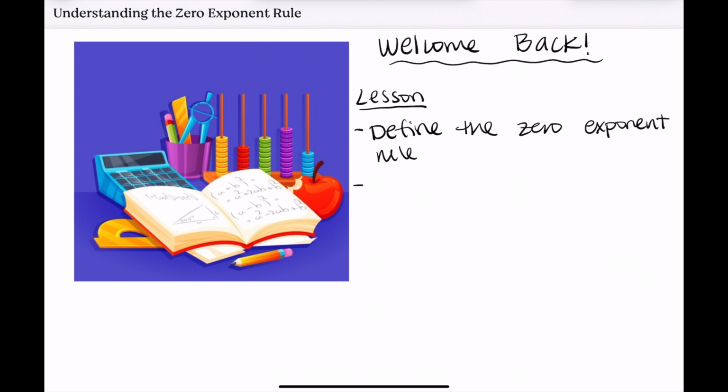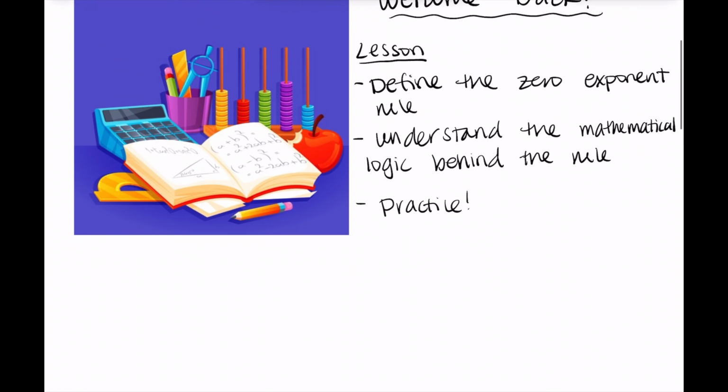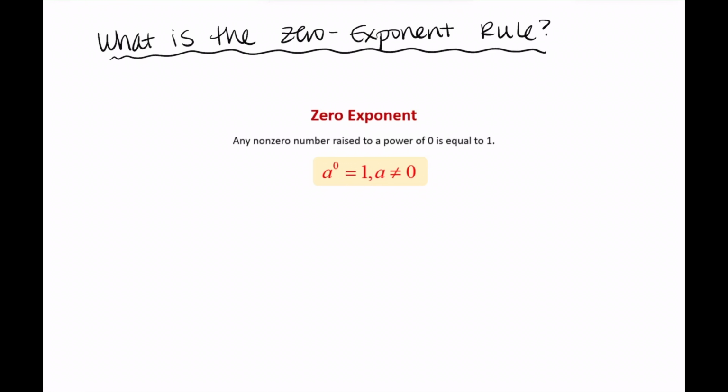As far as this video, we are going to be learning how to understand the zero exponent rule. This is very confusing for a lot of you guys, so our lesson plan for today is going to be first off defining the zero exponent rule, then understanding the mathematical logic behind the rule. Now this is the most important part. We'll go through two different methods and two different ways to understand it, and then as always we'll get into a few practice problems. But let's first off start with defining the zero exponent rule.